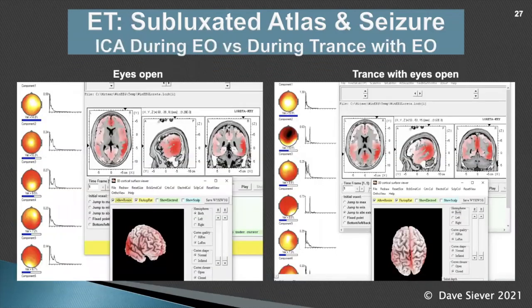And here we can see on the left side, which is just eyes open, versus the right side with the trance. And we can see now that there are clearly differences showing up in the independent component analysis, or the ICA, between the two conditions. Again, clinically, could you tell them apart? If you were just running this analysis, it might be difficult to really tell by these measures. But when you compare the two, we can see it.